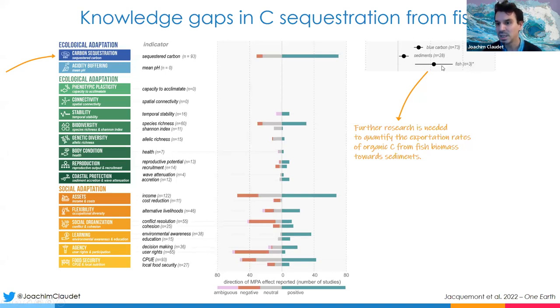So here we did a meta-analysis on meta-analysis. So behind that three, there are many, many more papers. And so although all meta-analyses concur to say that there are, on average, large positive outcomes on fish biomass from MPAs, there is still further research needed to quantify the exportation rates of the organic carbon from fish biomass towards sediment. So some caution needs to be taken here.